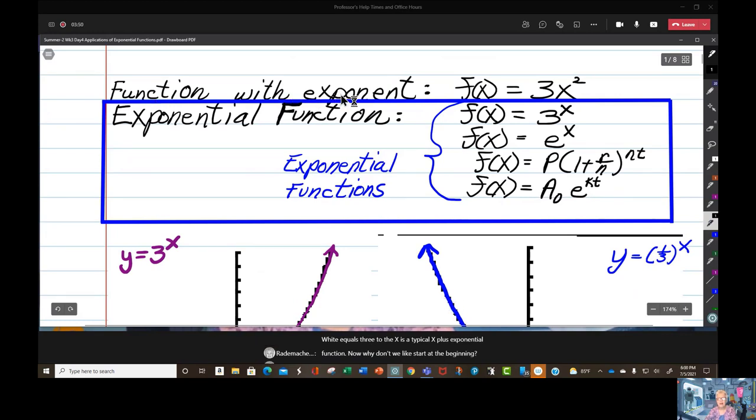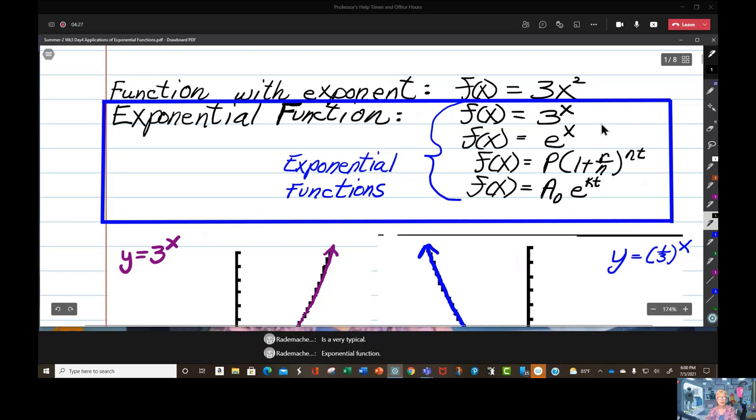A function with an exponent. There are plenty of those, right? F of X equals 3X squared. There's an exponent right there. This function has an exponent. But an exponential function has the X up where the exponent goes. So 3 to the X is a very typical exponential function.